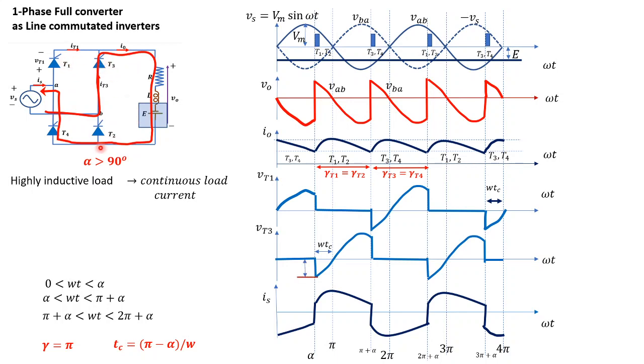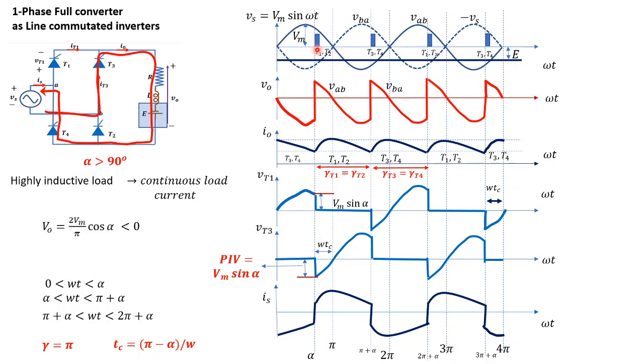And coming to peak inverse voltage for alpha greater than 90, this would be the peak inverse voltage that would appear across the thyristors in reverse bias condition, and this value is the same as Vm sin alpha. So the peak inverse voltage is equal to Vm sin alpha. For alpha less than 90, we have seen the peak inverse voltage is equal to Vm. For alpha greater than 90, it is equal to Vm sin alpha, where Vm is the peak value of the supply voltage and alpha is the firing angle of each thyristor.